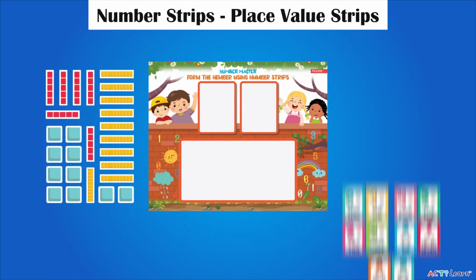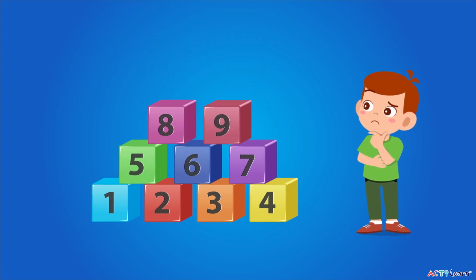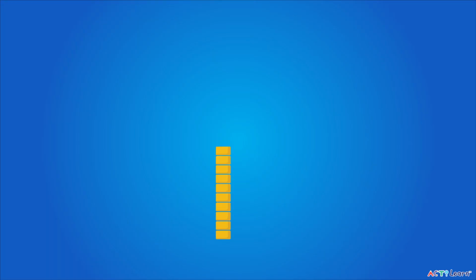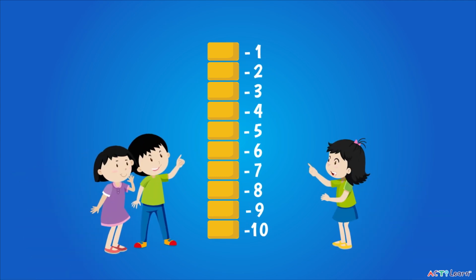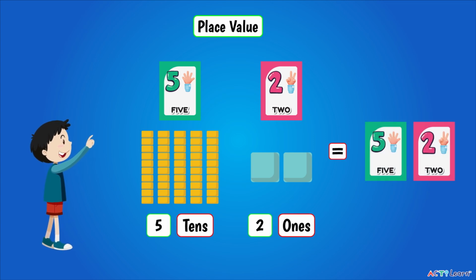ActiLearn. Number strips or place value strips help children to understand the number system and how numbers relate to one another. Number strips have multiple uses. They can be used when children first discover and understand numbers. It is easy to explain the concept of place value, tens and ones, and number formation.